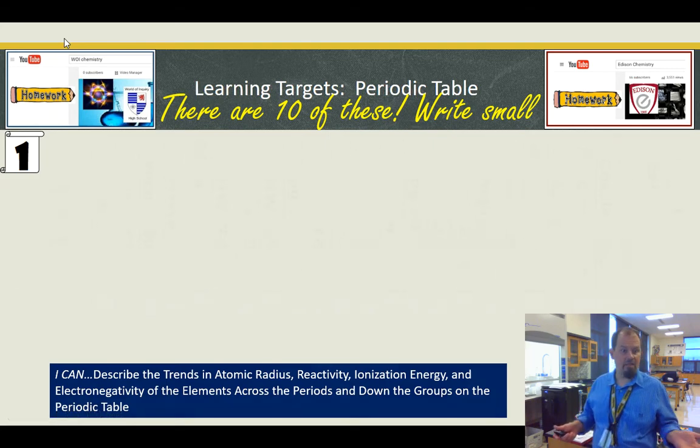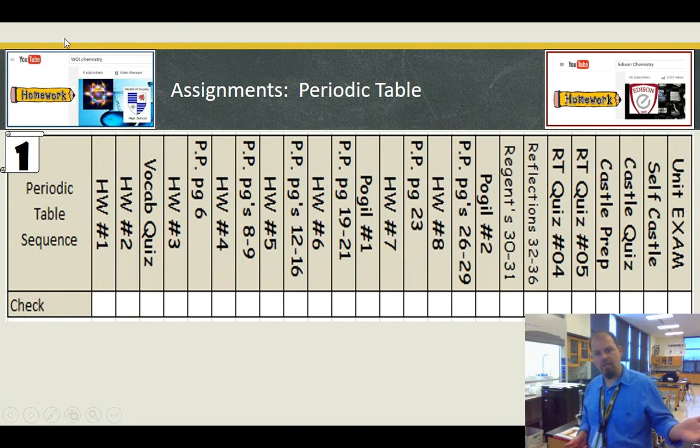Okay, and I think that's pretty much our unit. Here is our tracker on everything like normal. There's going to be a vocab quiz. The self-CASEL is going to be mandatory this unit. I was late last unit in rolling that out, so we're going to make sure it's mandatory for periodic table unit. What that means by mandatory is if you don't do it, it's a 0.